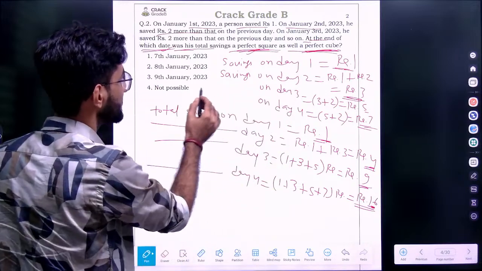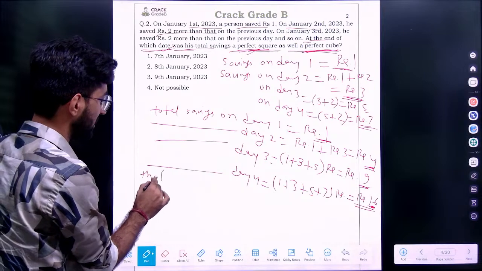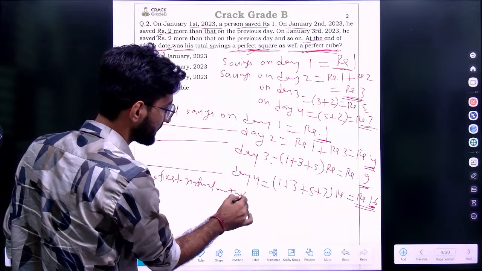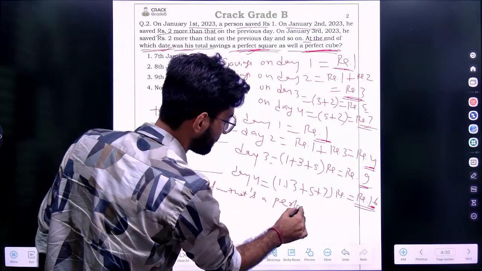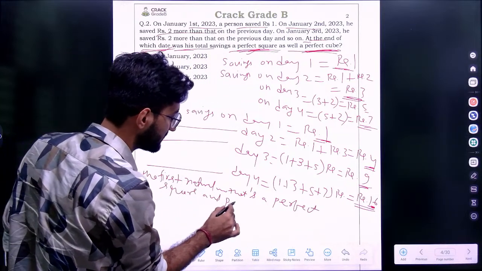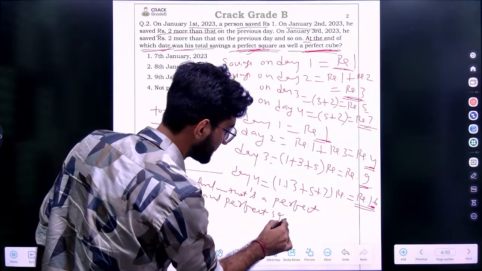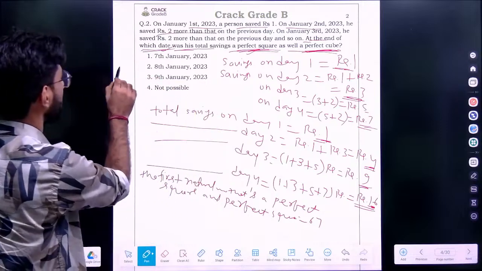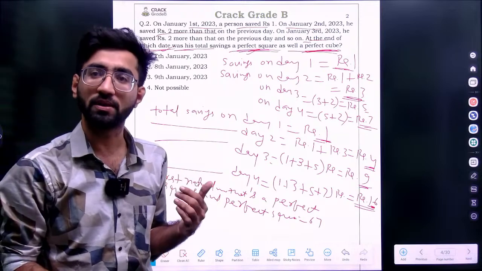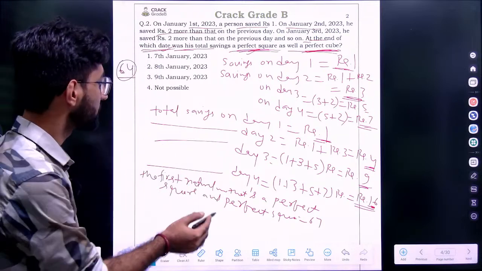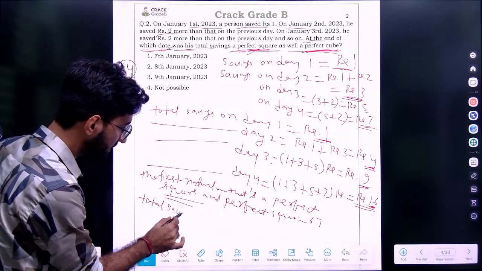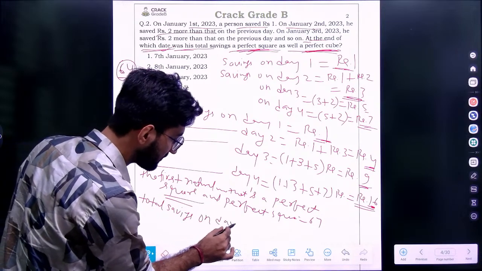So you should remember that the first natural number, other than 1, that is a perfect square and a perfect cube, is 64, right? 64 is a perfect square, it is the square of 8, and 64 is a perfect cube, it is the cube of 4, right? Now it means the total savings on day 8 will be 64, right?